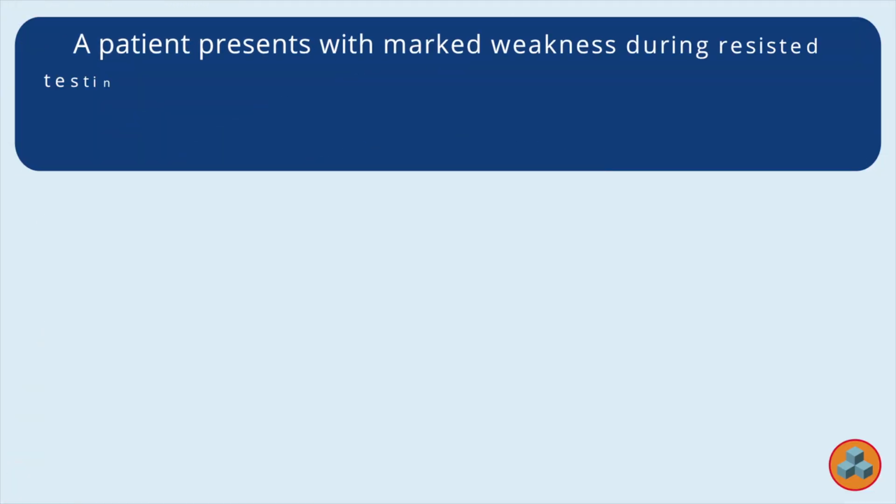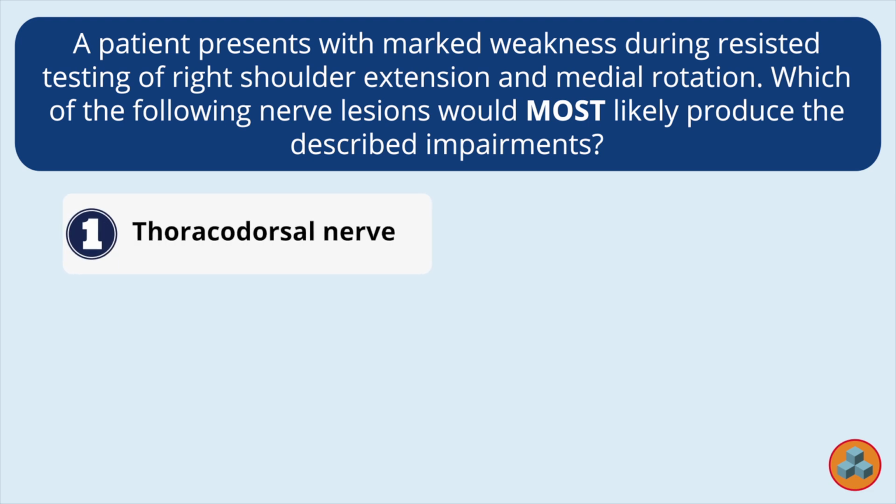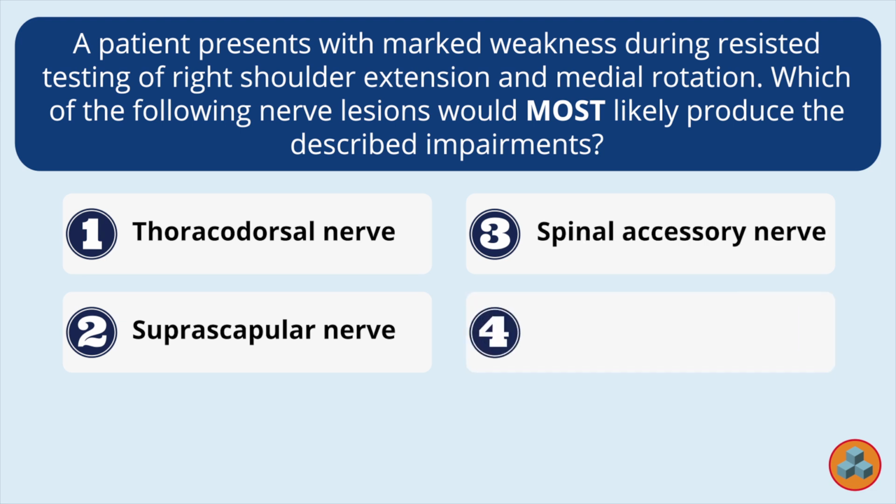A patient presents with marked weakness during resisted testing of right shoulder extension and medial rotation. Which of the following nerve lesions would most likely produce the described impairments? Option 1, thoracodorsal nerve. Option 2, suprascapular nerve. Option 3, spinal accessory nerve. Option 4, axillary nerve.